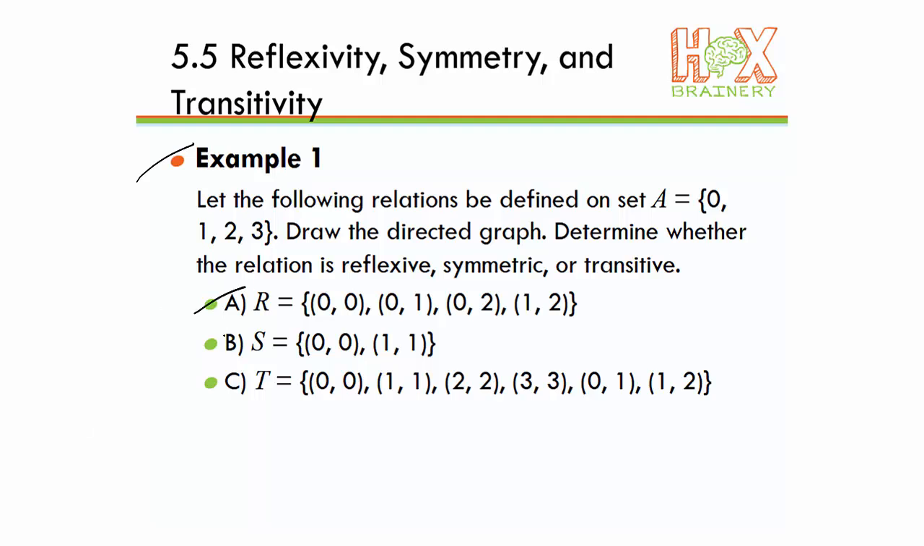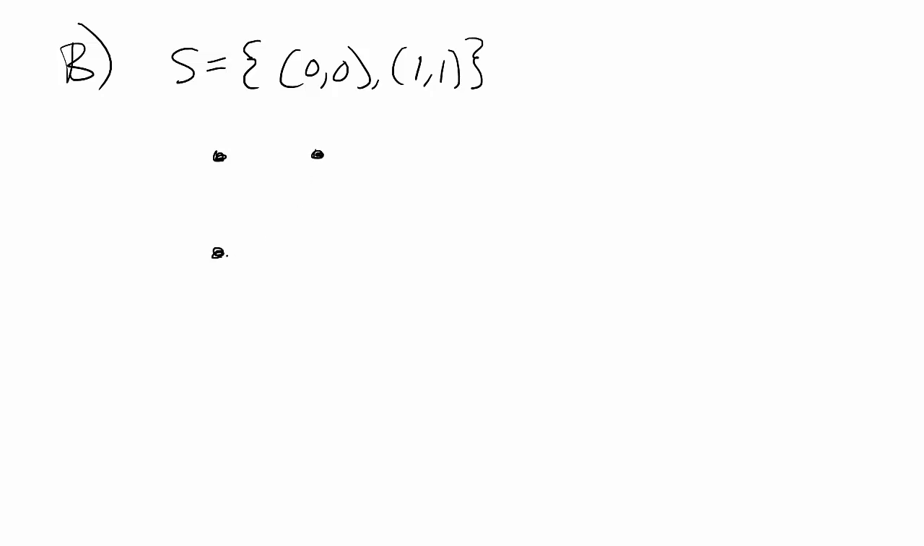All right, that's part A. Let's try part B. So for B, we have relation S, and it includes the elements (0, 0) and (1, 1). All right, so we're going to graph it first. So we've got 0, 1, 2, 3, and then we've got (0, 0) and we've got (1, 1). And that's it. That's our whole graph right there. So we're going to go through those definitions.